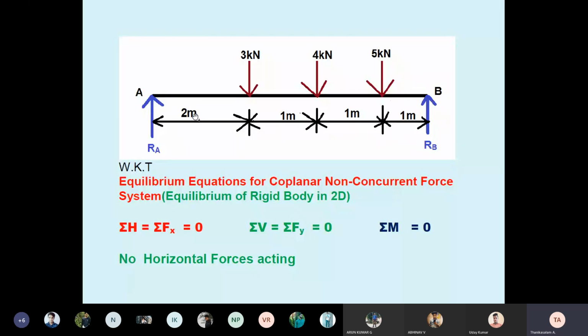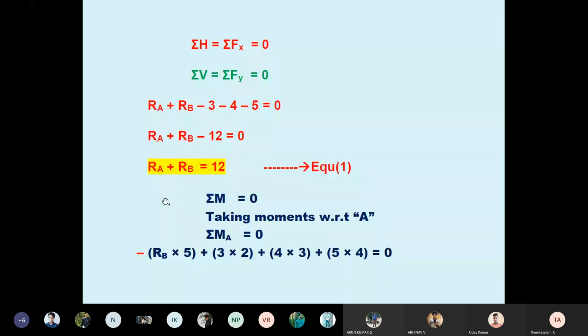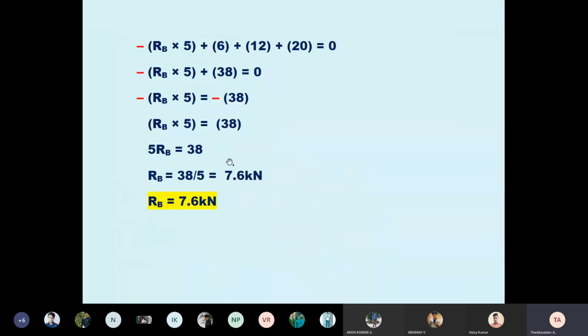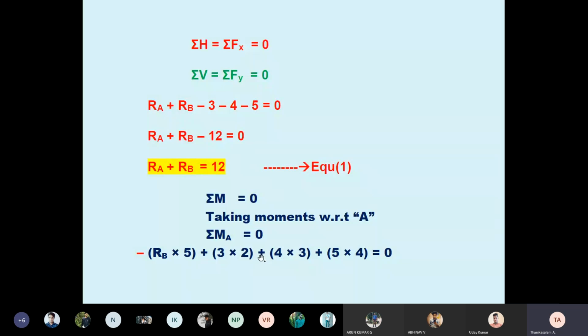Our force is acting at a 5 meter distance. Therefore, RB into 5 anti-clockwise. Plus 3 into 2. Why am I putting plus? Clockwise 3 into 2. Then 4 into 3, then 5 into 4. See here: 3 into 2 plus 4 into 3 plus 5 into 4 equal to 0.